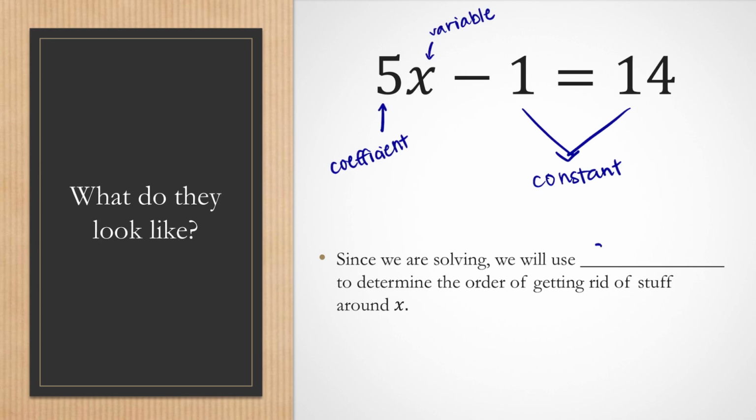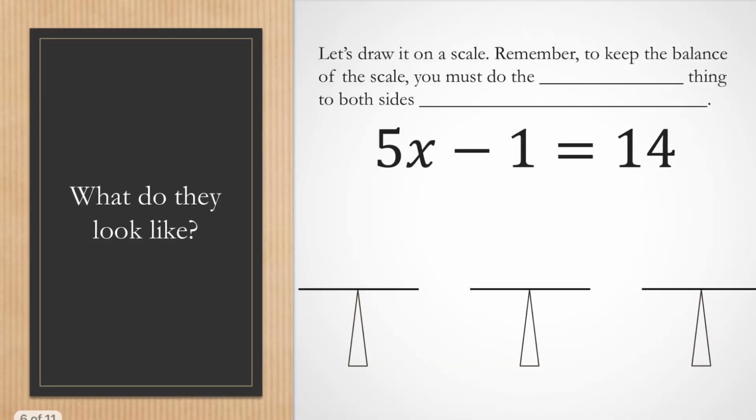Since we're solving, we're going to be using SADMEP to determine the order of getting rid of stuff around x. And you're like, what's SADMEP? That's just PEMDAS in reverse. PEMDAS is to simplify equations, but if we're solving, we always go SADMEP, where we start with subtraction, we start getting rid of that subtraction first, and then we work our way up to parentheses. Kind of like if you put on your socks and then your shoes, to take it off, you would take your shoes and then your socks. So it just switches the order that you do stuff in. So whenever we're solving, we're going to look for stuff to add and subtract first, and then we'll deal with multiplication and division later.